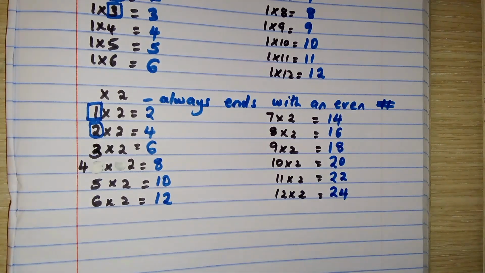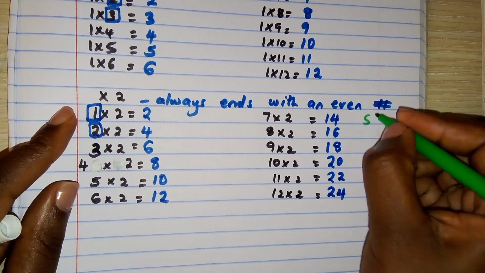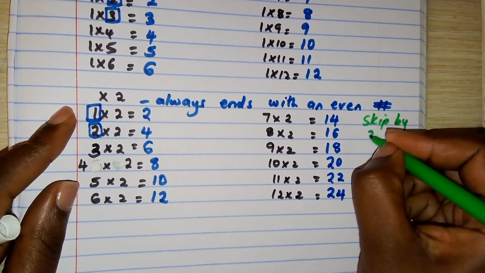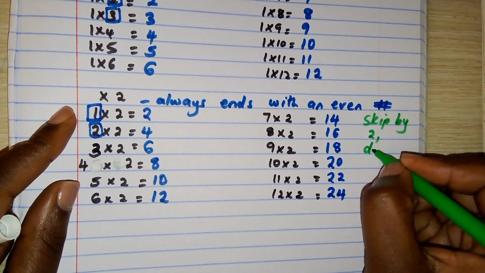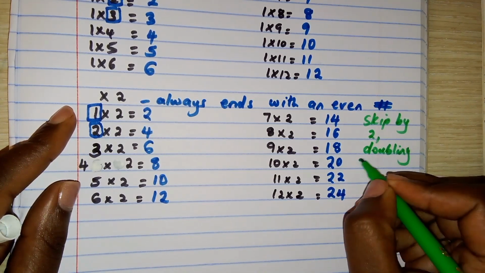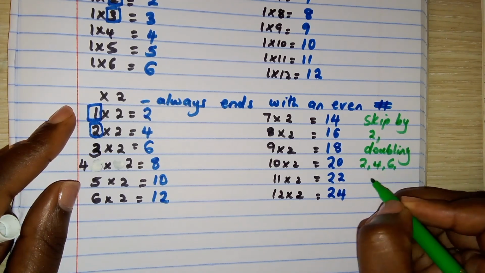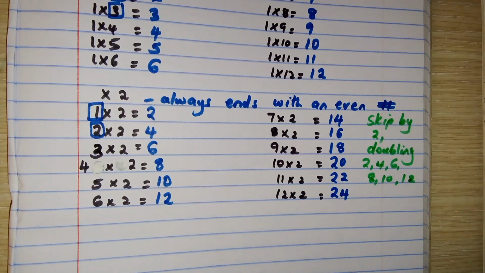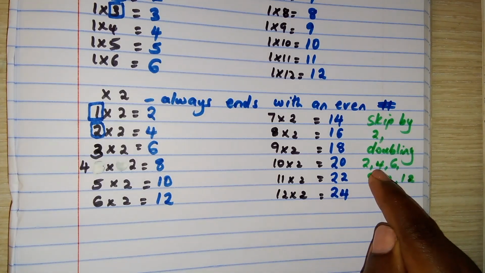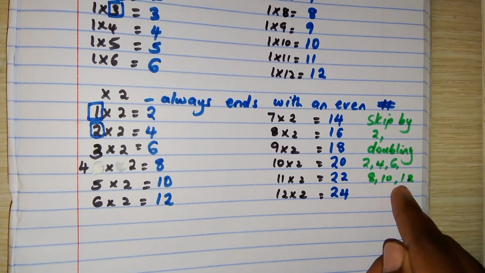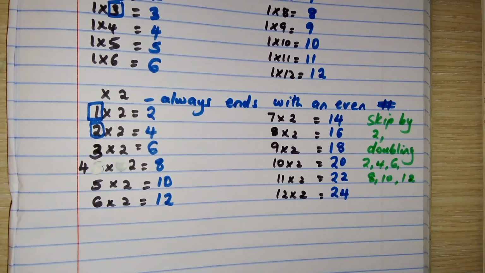So this one you can apply skip counting, or you can do doubling. It's like 2, 4, 6, 8, 10, 12, and so forth. So that's 1 times 2, 2 times 2, 3 times 2, 4 times 2, 5 times 2, and finally 6 times 2.